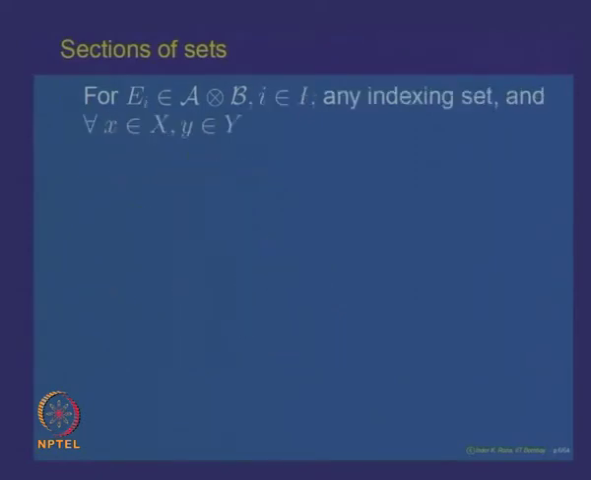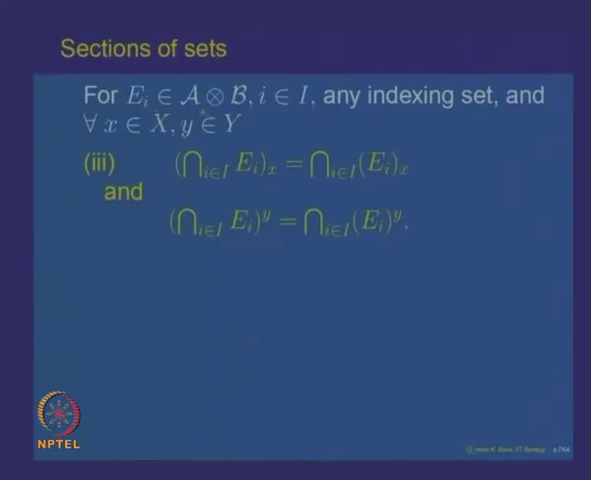Let us look at some more general properties of the sections. Once again these are true for any sets, not necessarily sets in A cross B, but we will be using them only for A cross B. So let us look at a sequence of sets, not a sequence, actually an arbitrary family of sets E_i, subsets of X cross Y, where I is any indexing set.